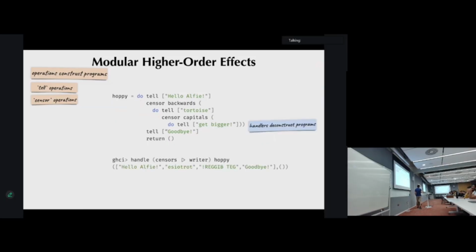Okay, and so how would you write that? Well, in this system, you just basically write this, and then you write handle, censors to writer, copy, bang, out comes the output that you wanted.